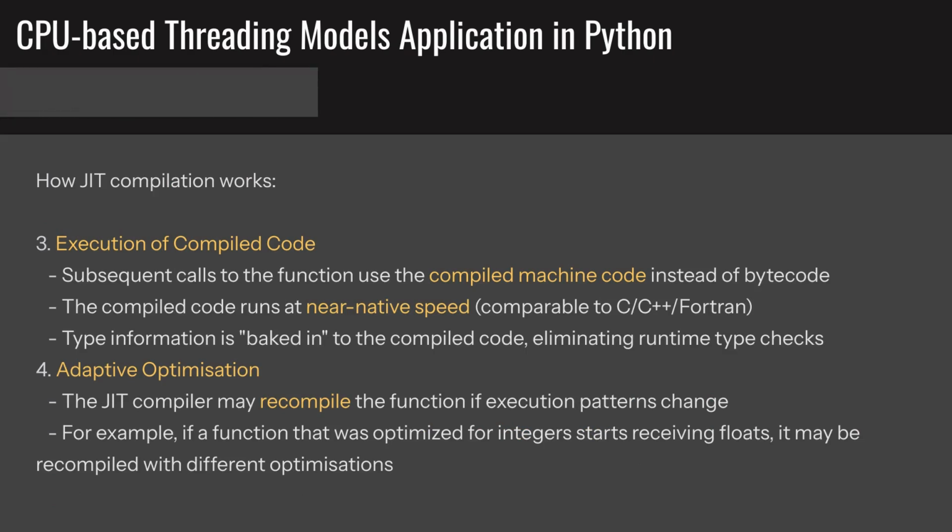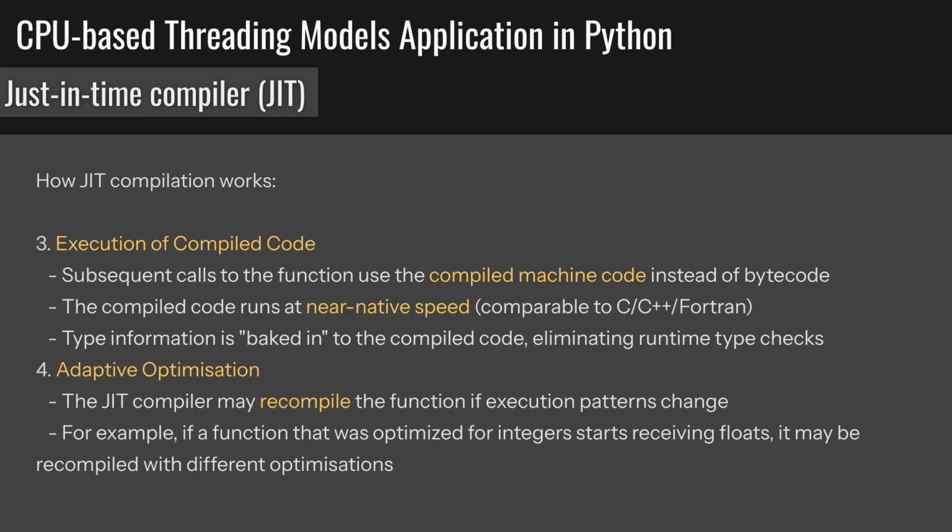Third, we proceed with the execution of the compiled code. Subsequent calls to the function use the compiled machine code instead of bytecode. The compiled code runs at near native speed, comparable to C, C++, and Fortran. Type information is baked into the compiled code, eliminating runtime type checks.